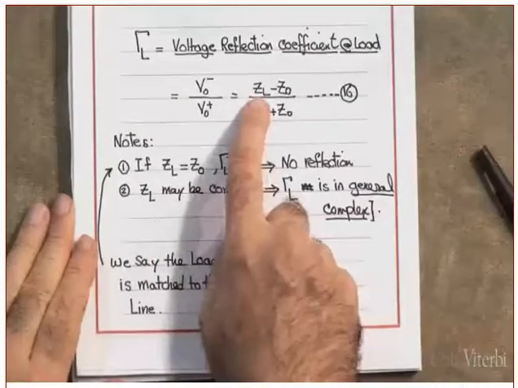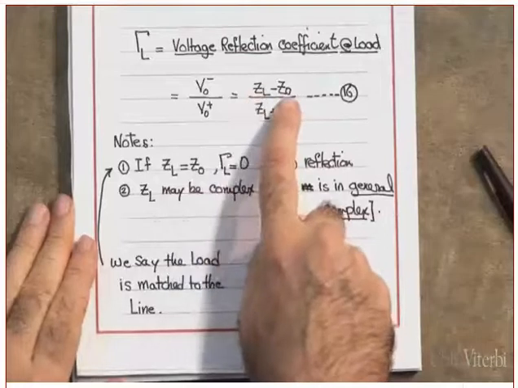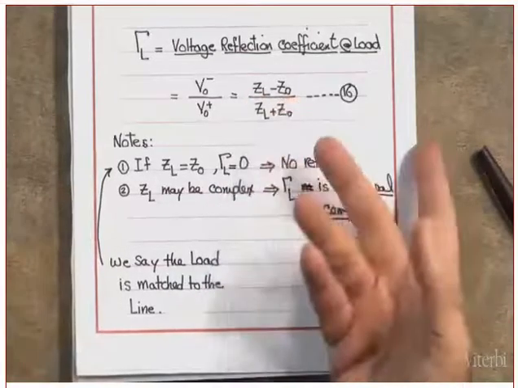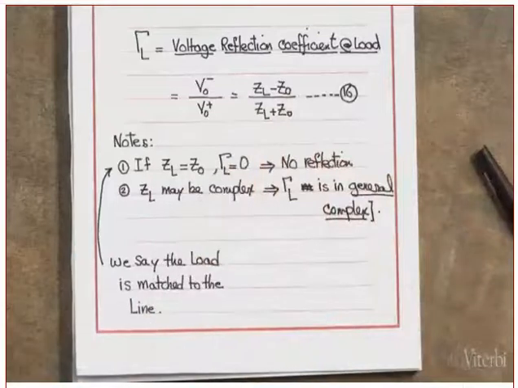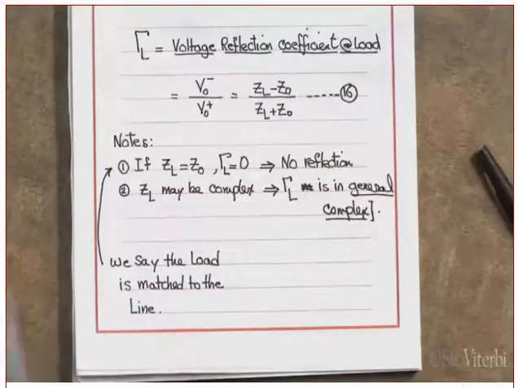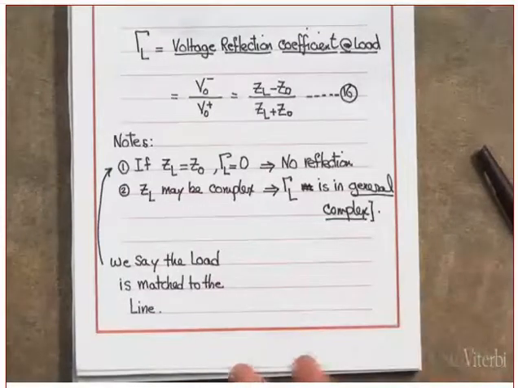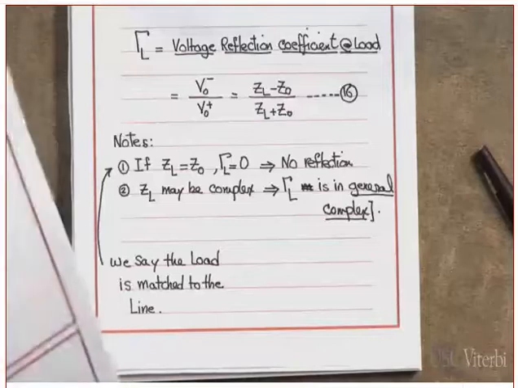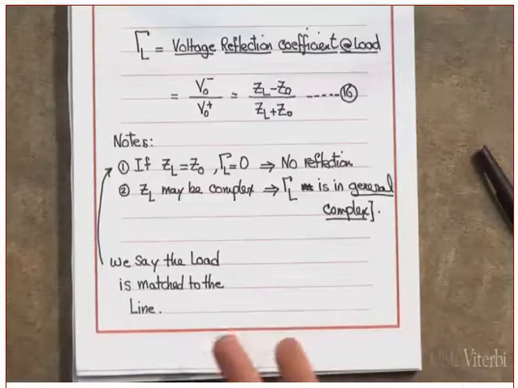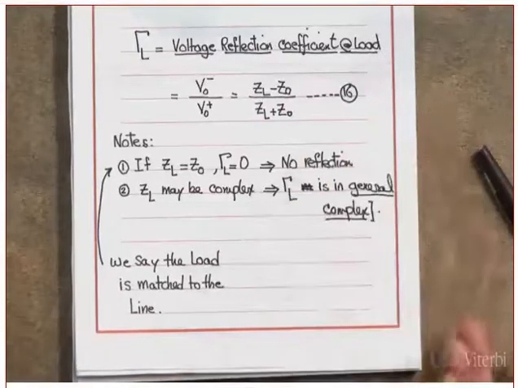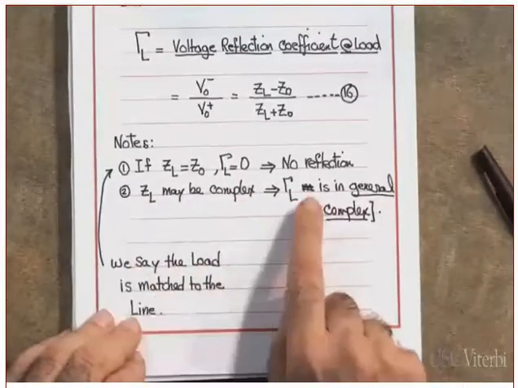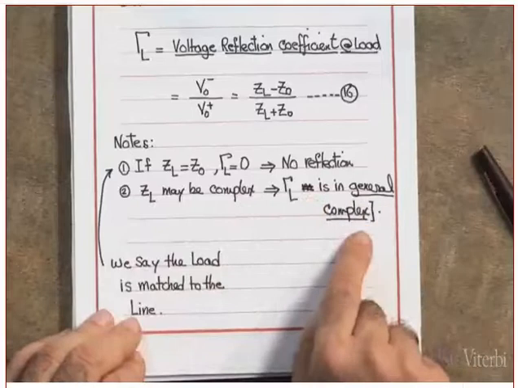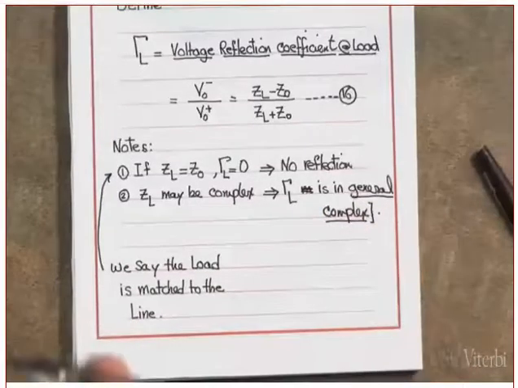Now, another note. ZL may be complex. We already know that Z naught for a lossless line is real. But could ZL be complex? By the way, most of the time ZL will be complex. Remember what I told you last time? When you look at the input of a common source amplifier, the impedance is highly capacitive. So it will be complex. If it's complex, it tells you gamma L is in general complex. Did you get this or not?